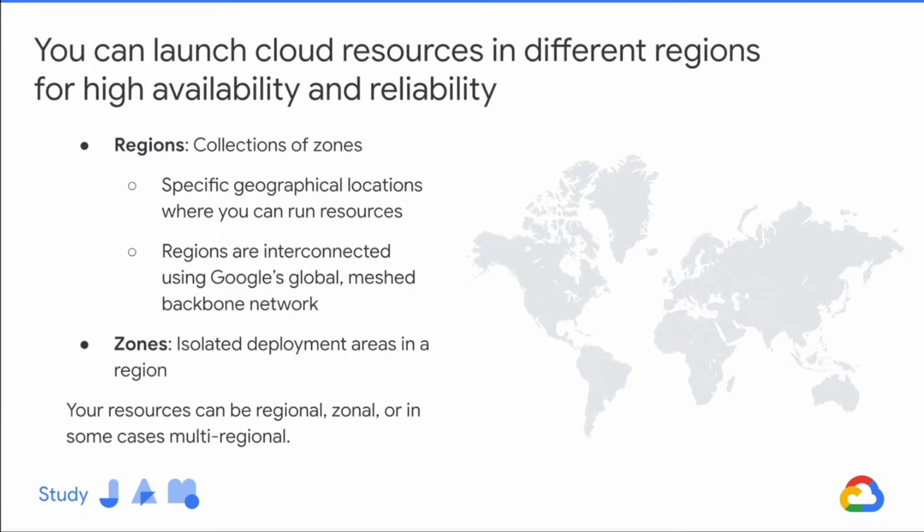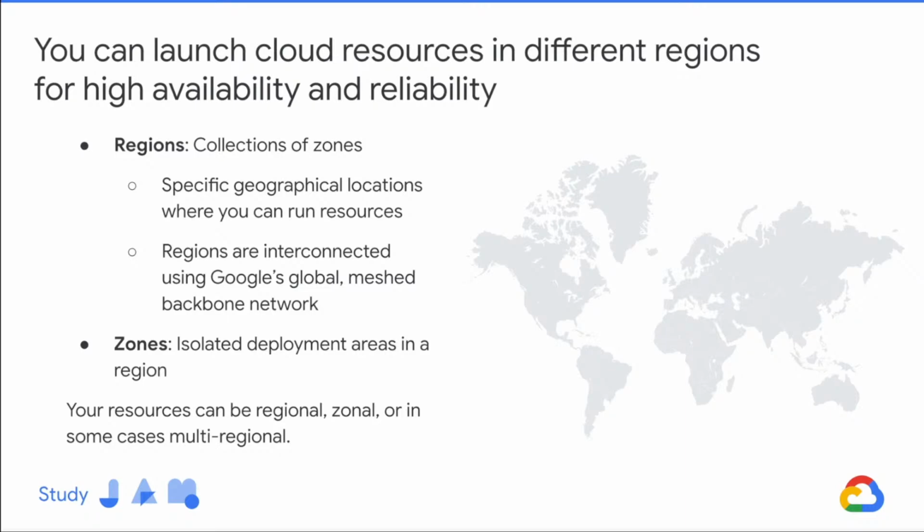Next important term is regions. Regions are independent geographic areas that consist of zones. Locations within a region tend to have round-trip network latency of under 5 milliseconds. A zone is an isolated location within a region. You can think of this as being similar to a data center.